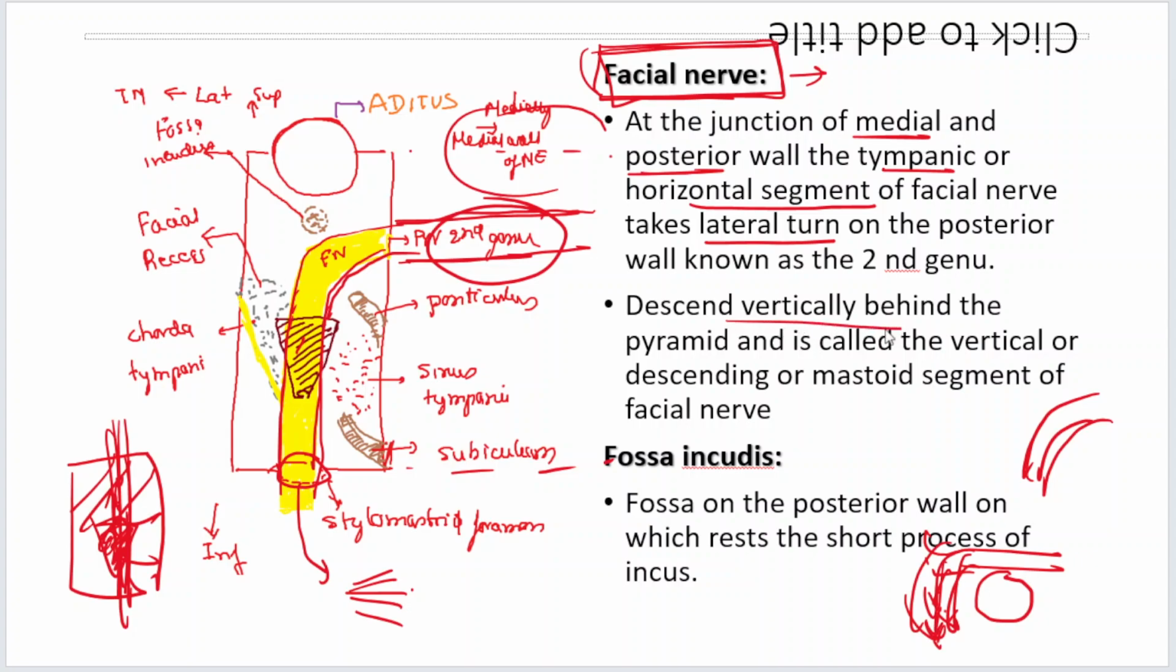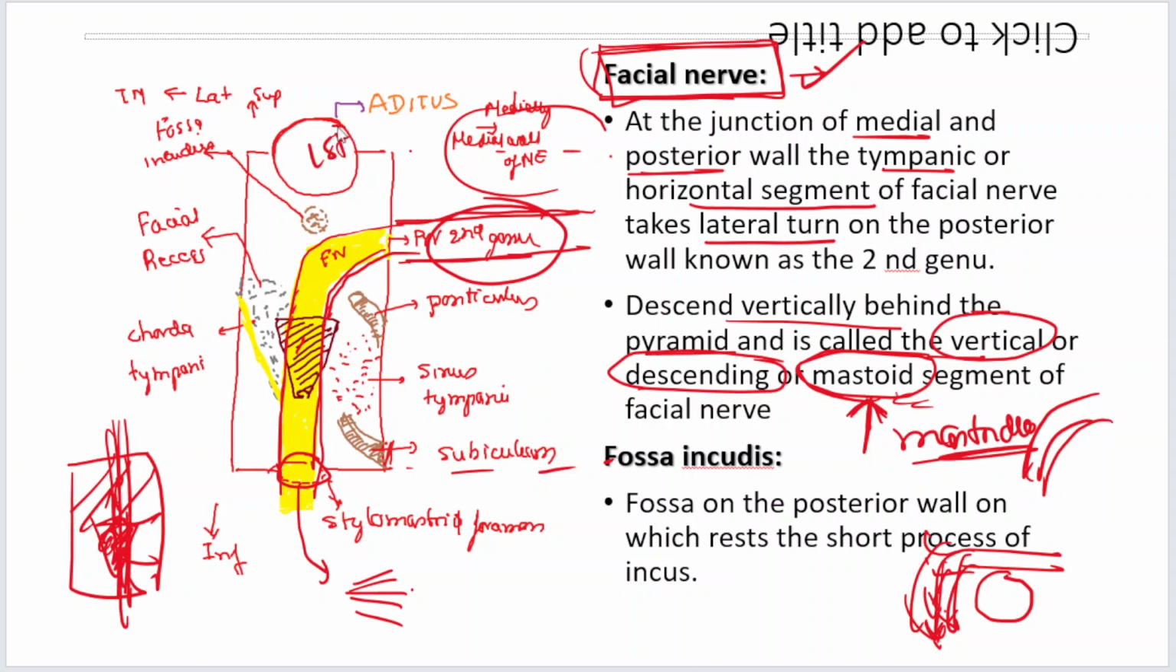So it descends vertically behind the pyramid, and this is called by three names: the vertical segment, the descending segment, or the mastoid segment of the facial nerve. Why do we call it the mastoid segment? Because here is where we encounter this facial nerve while doing mastoidectomy. So this was another important structure on the posterior wall.